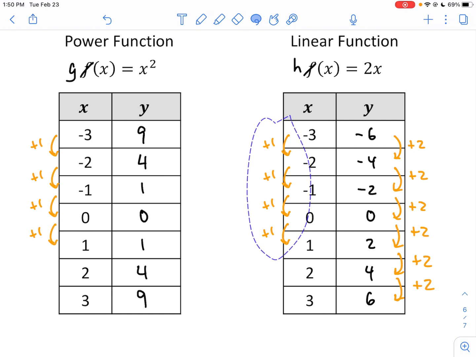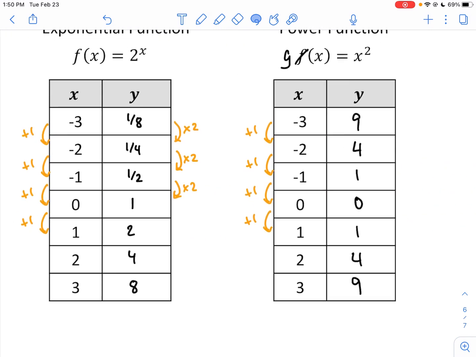When your x's change by the same amount, and then you see your y's are changing by adding or subtracting by the same amount, then we have a linear function. Over here, though, in an exponential function, when the x's change by the same amount and you see the y's are changing by multiplication by the same amount, that's an indication of an exponential function.